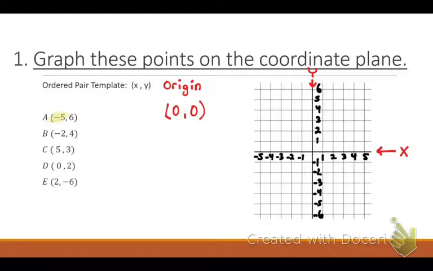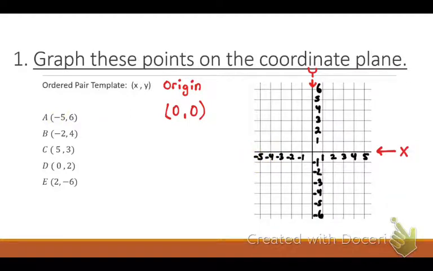I am going to the left, okay? So we're focusing here. This is the -5. I'm not finished, though, because I still have that 6, okay? So I started at the origin. I went left or right. Now, do you think I'm going up or down for +6? I am going to go up.